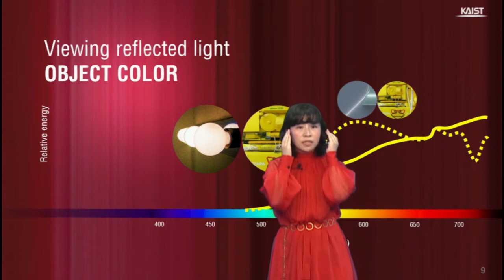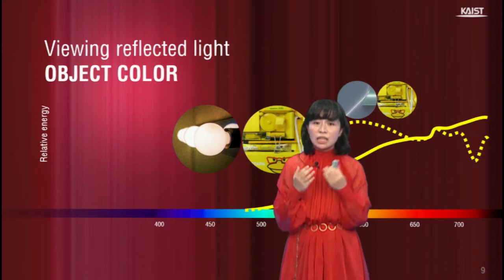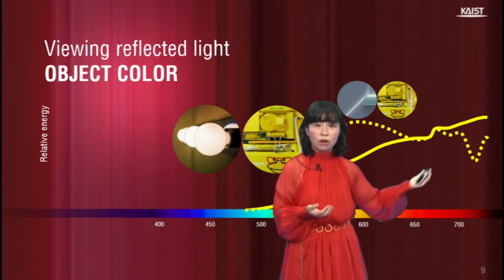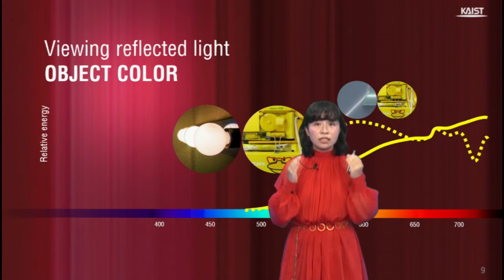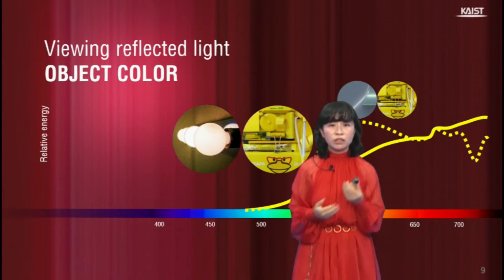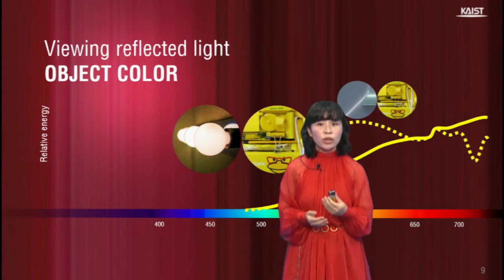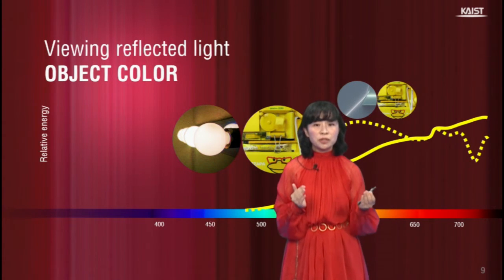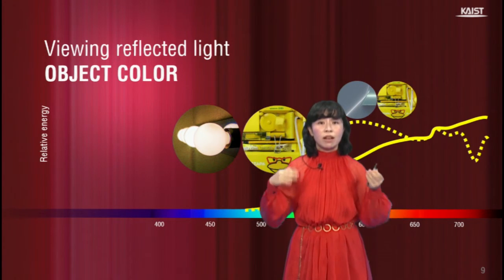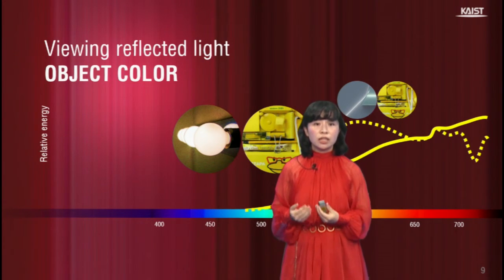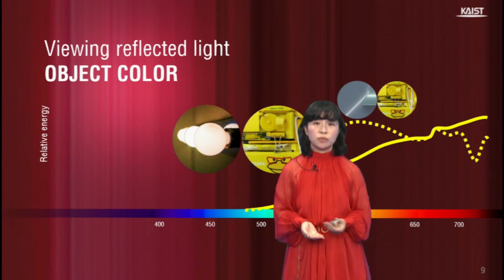However, our vision system has a wonderful adjustment. It perceives the imbalance of the spectral quality of the light source and almost automatically adjusts how to recalculate the color signals. Therefore, as a result, we do not recognize the difference of surface colors under various light sources as much as the reflectance distribution has been changed.